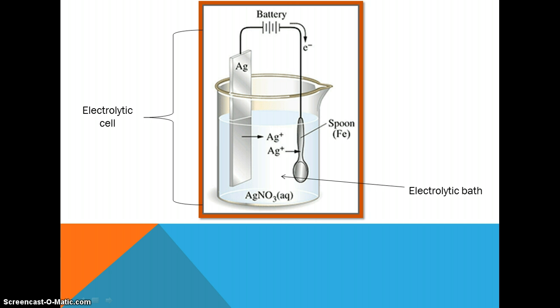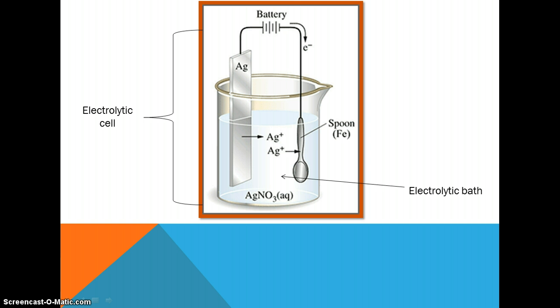Next, the object to be coated, which in this case is the spoon, is connected to the negative side of the battery, and the silver bar, which will be used for the coating, is connected to the positive side of the battery. Then, when electric power is supplied by the battery, electrolysis begins.